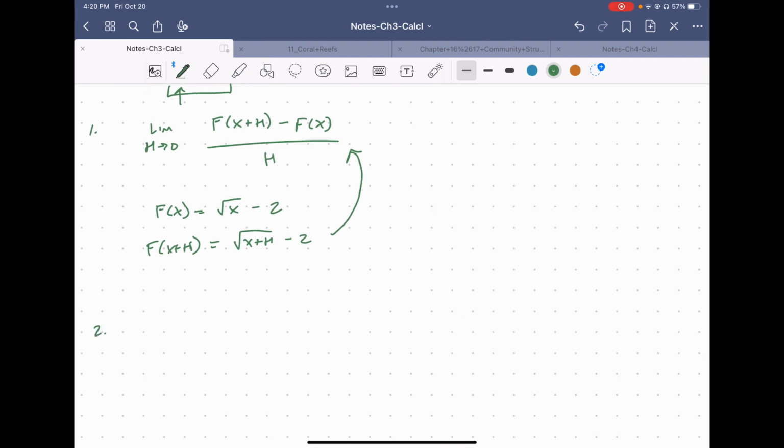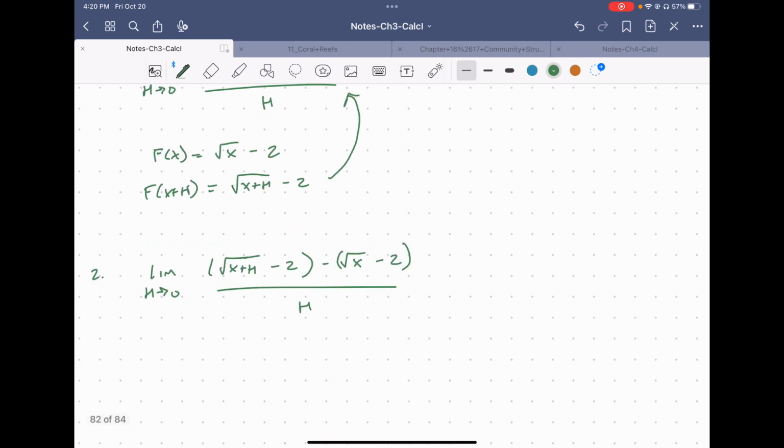So step number 2, we have the limit as h approaches 0. Then we have root x plus h minus 2. And then we're going to have minus root x minus 2 all over h. The h always stays as that letter. We never plug anything into there for this kind of problem or any other problem, presumably.